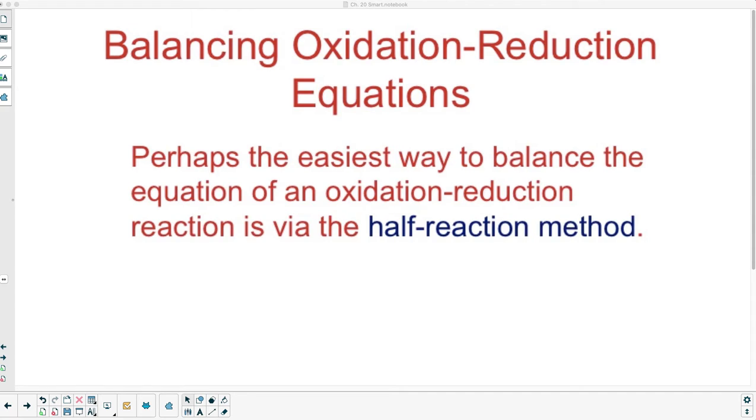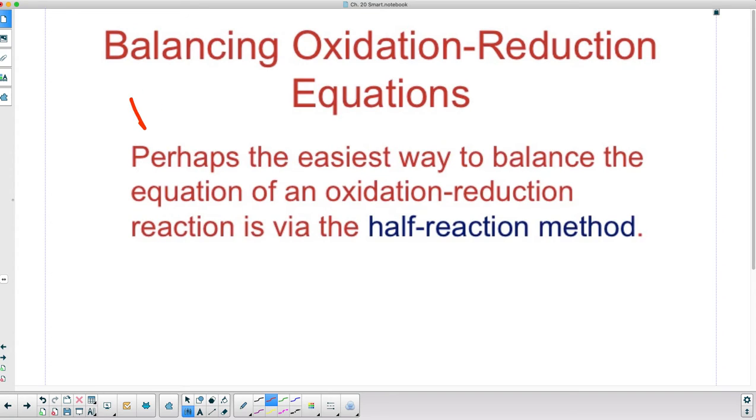Okay, class, this is the 20.2 screencast for the notes, balancing oxidation reduction equations. It says perhaps the easiest way. I'm not sure of any other way that we can balance redox equations. Redox meaning oxidation reduction, but they changed it to reduction and then oxidation. So redox is the shorthand for saying oxidation reduction reactions.